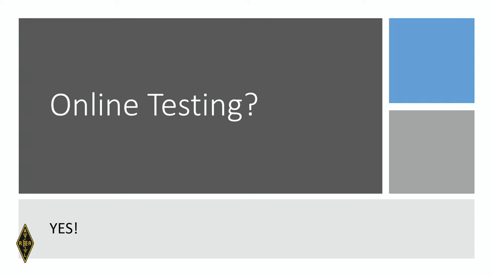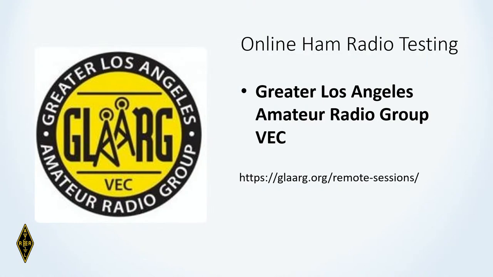You have to pan your camera all around the room to make them see that there's nobody else in there feeding you the answers. Okay. It's better maybe if you can find a ham club in your area to take the test. But here are three online organizations that are testing.